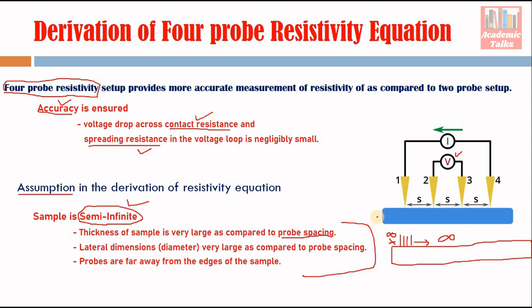For deriving this equation, we need to find out a theoretical value of the potential difference between these two probes for a given amount of current which is flowing here. For that purpose, first we have to find out how much is the potential at this point under probe 2, and how much is the potential at this point under probe 3, and then find the difference. The potential here is suppose V2, and the potential here is V3.